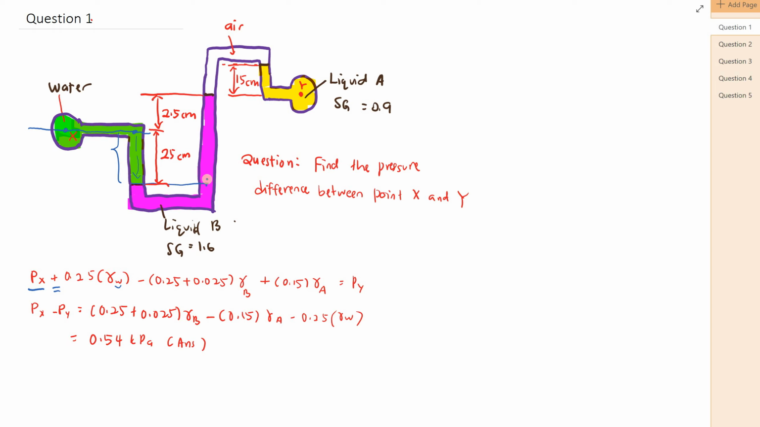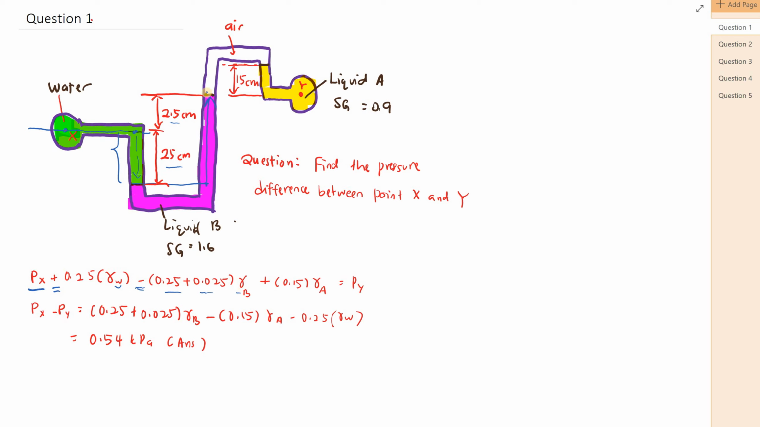And then from here, we go horizontally to this side. At this point, you go upward. When you go upward, the pressure decreases, so you have negative. How far do you have to travel upward? This time, you have to travel 25 centimeter upward plus 2.5 centimeter upward. Change everything into meter: 0.25 plus 0.025. And the liquid is B, so gamma B.